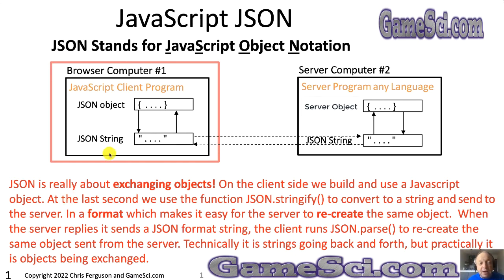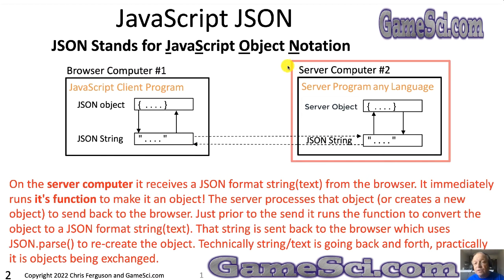I build and use an object on the client side. I want to send it to the server. I convert it to a string and send the string over. Same thing in the reverse direction. They're working with an object on their side. They convert it to a string, and when they want to send it back, they send it back as a JSON format string. The server is computer number 2. These are two computers. This is client-server architecture.